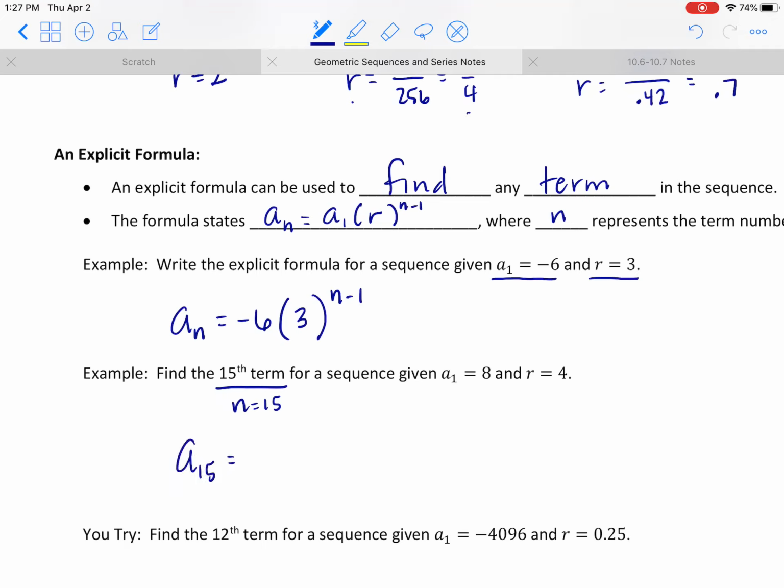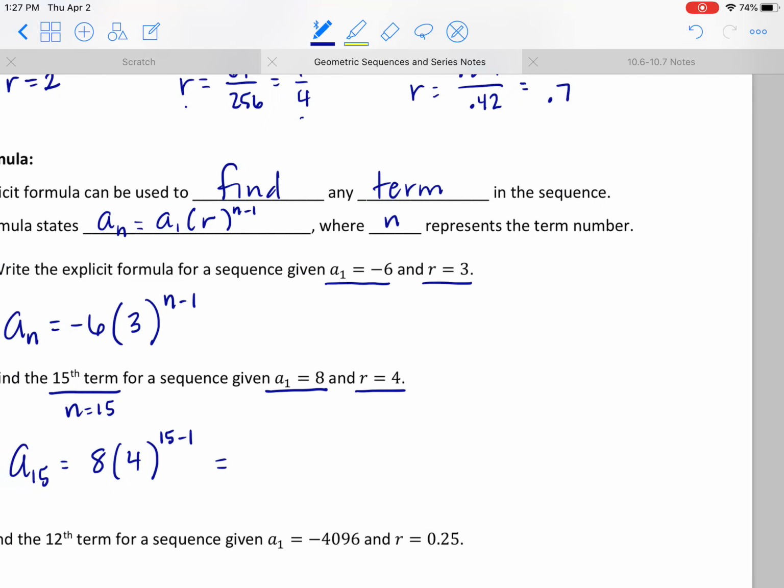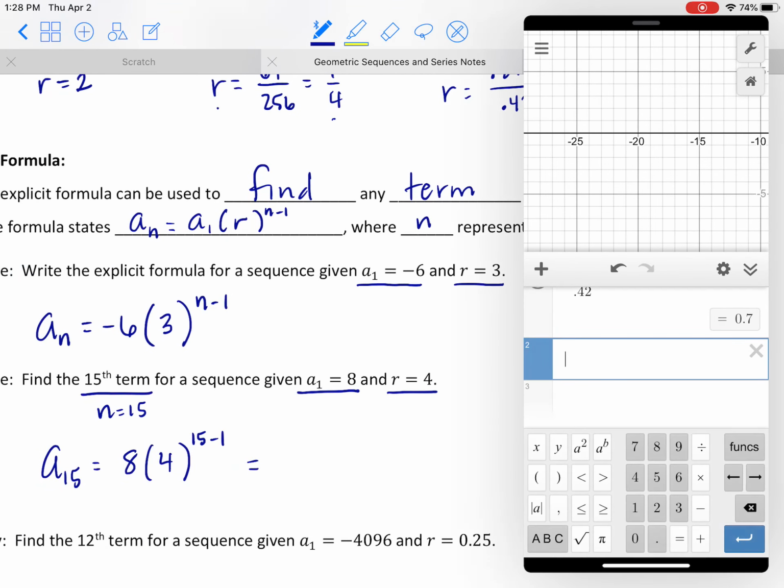So now if we want to find the 15th term, we know n equals 15. So a sub 15 this time. Okay, we start this list at a sub 1, 8. We're multiplying by a common ratio of 4. And then instead of raising it to the n minus 1 power, it's going to be raised to the 15 minus 1 power. And that's just a calculator problem from there.